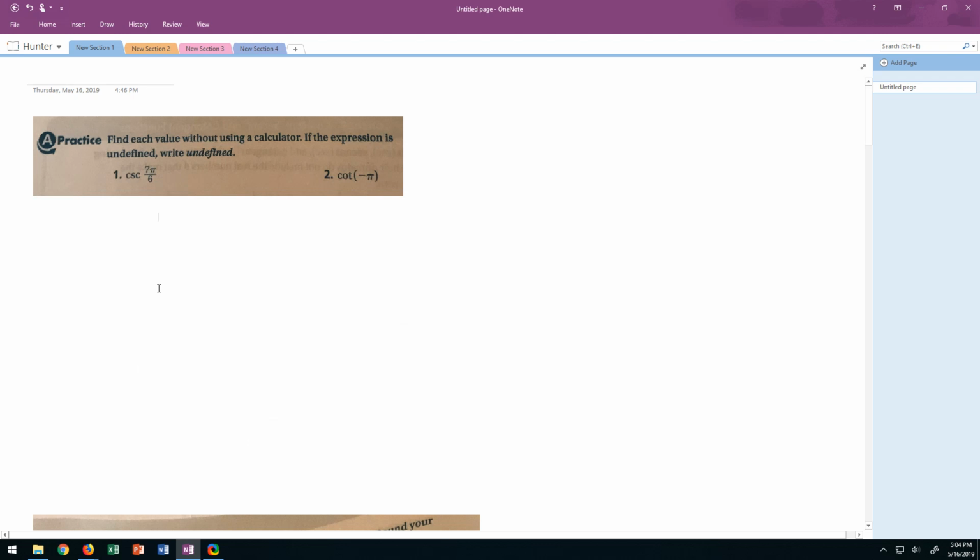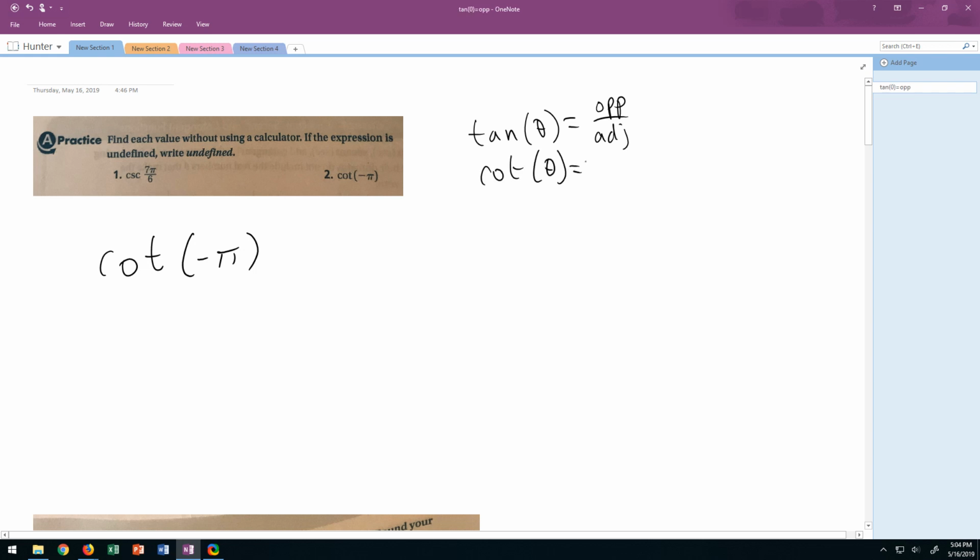Okay, cotangent. Cotangent of negative pi. All right. Let me just remind myself what cotangent means. The tangent of theta is equal to the opposite over the adjacent. So the cotangent of theta is going to be equal to the adjacent over the opposite, right? So now let's draw our unit circle to figure out where negative pi is.